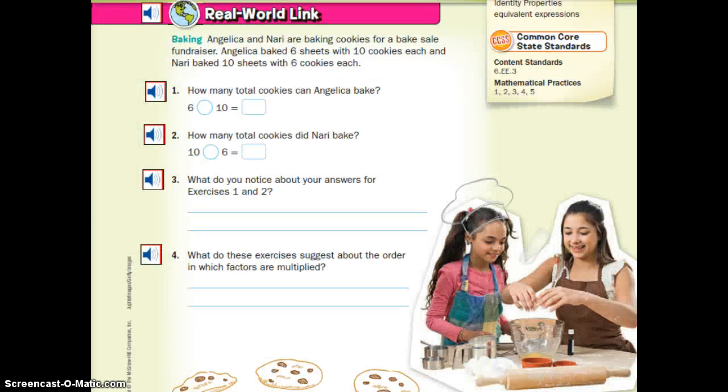Okay, Angelica and Nari are baking cookies for a bake sale fundraiser. Angelica bakes 6 sheets with 10 cookies each, and Nari bakes 10 sheets with 6 cookies each. So how many cookies can she bake? Angelica, well, we know it's multiplying, so 6 times 10 is 60. And then Nari is the same, but in this case it's 10 times 6, which is still 60. So basically, I switch the order. 6 times 10 is equal to 10 times 6. So that means it doesn't matter what order I put it in when I multiply.